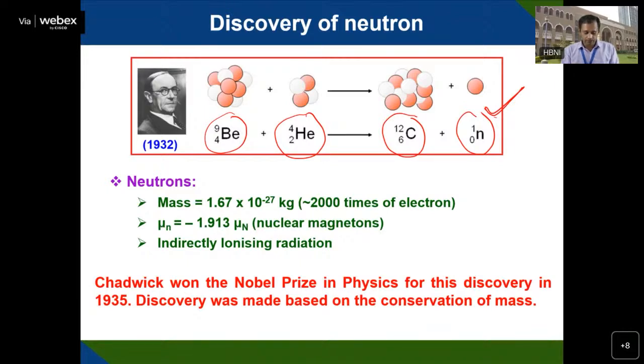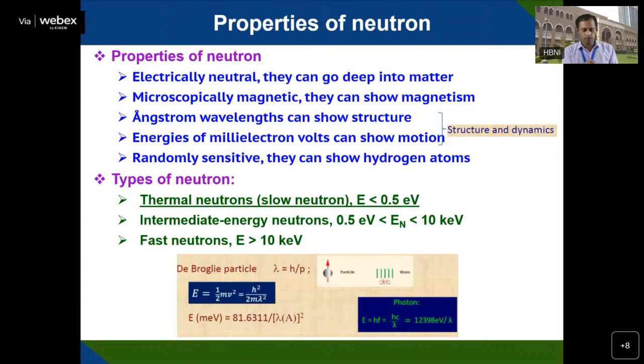And as I told, it has a magnetic moment of 1.9 nuclear magnetons. Since the neutron has a magnetic moment, it interacts with the material. Both magnetic interaction and nuclear interaction are possible. Now you can see the properties of the neutron.